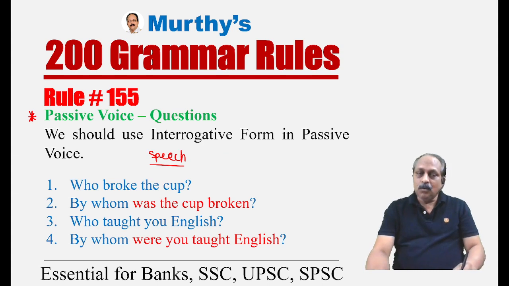For example, who broke the cup? This is active voice past tense. By whom was the cup broken? Common error, a lot of people tend to say, by whom the cup was broken. That is not correct. You cannot change it to affirmative form. That rule goes with direct and indirect speech. Here, by whom was the cup broken? Was the cup broken? Interrogative. We have to keep it in interrogative form. Who taught you English? By whom you were taught English? Not correct. By whom were you taught English? Correct. It should be in interrogative form.